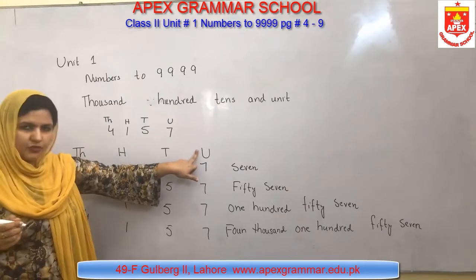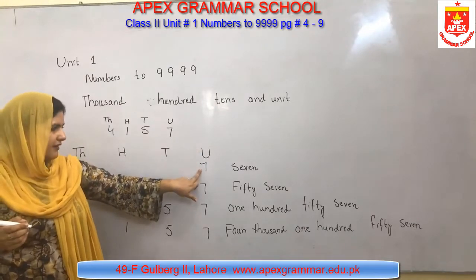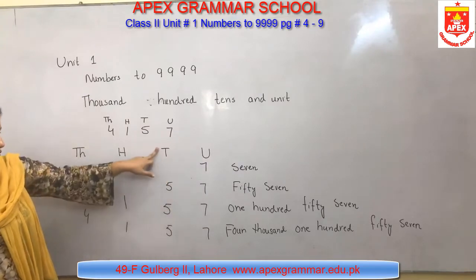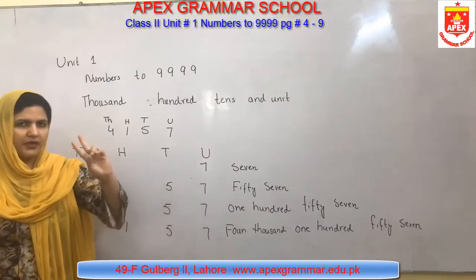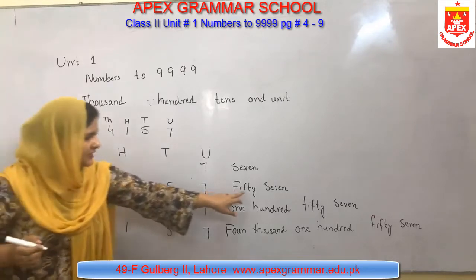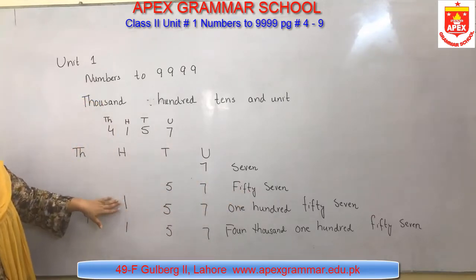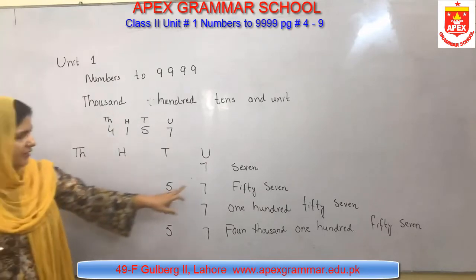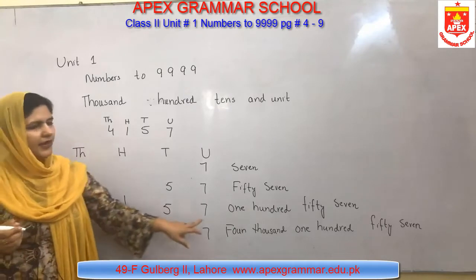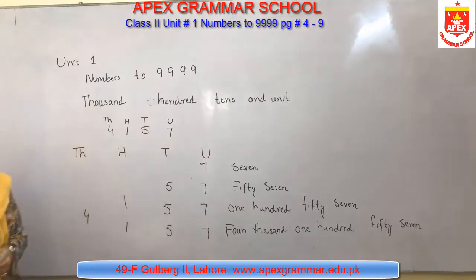Seven is placed on unit, so we write 7. 7 is placed on unit and 5 is placed on ten, so it is a two-digit number, 57. Start with hundred, 157. Start with thousand, 4157.